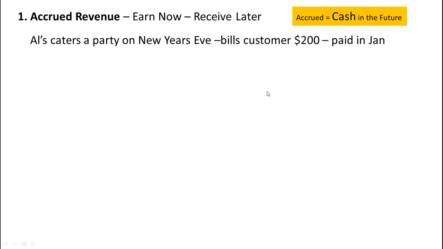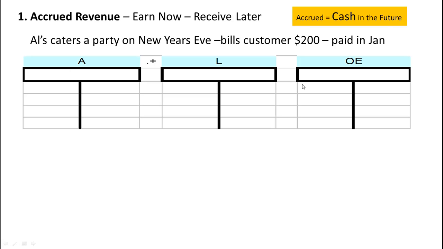Accrued revenue, that's the first type of adjusting entry. You earn it now, but you receive the money later. The word accrued simply means cash in the future. So let's look at our first situation. Al's Caterer, that's the restaurant we just saw on the previous screen, caters a party on New Year's Eve and bills the customer $200, and they paid us in January. So here's how we're going to record that.